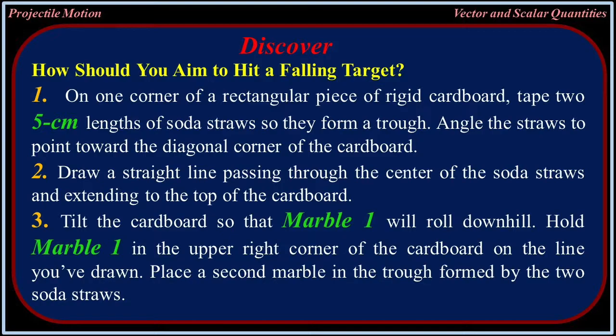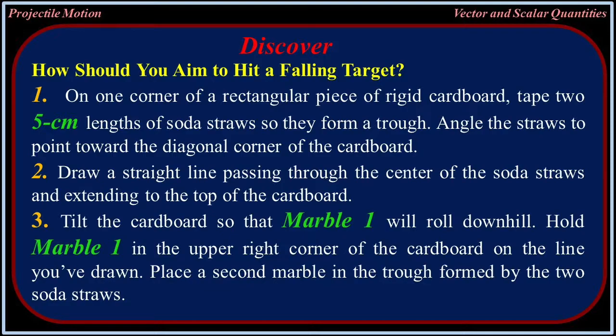How should you aim to hit a falling target? 1. On one corner of a rectangular piece of rigid cardboard, tape two 5-centimeter lengths of soda straws so they form a trough. Angle the straws to point towards the diagonal corner of the cardboard. 2. Draw a straight line passing through the center of the soda straws and extending to the top of the cardboard. 3. Tilt the cardboard so that marble 1 will roll downhill.